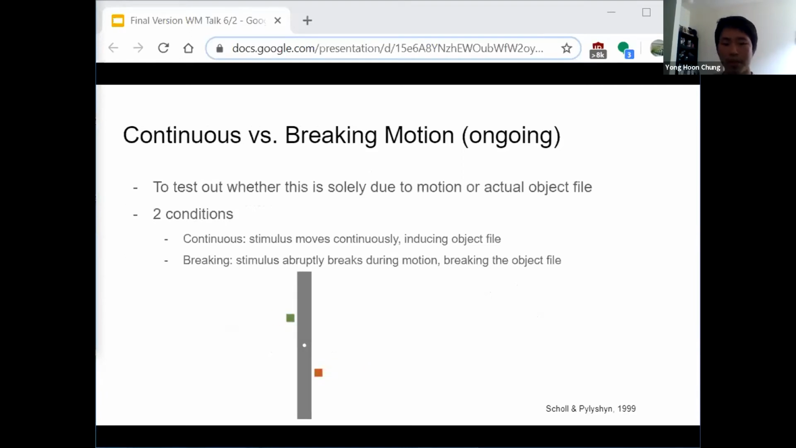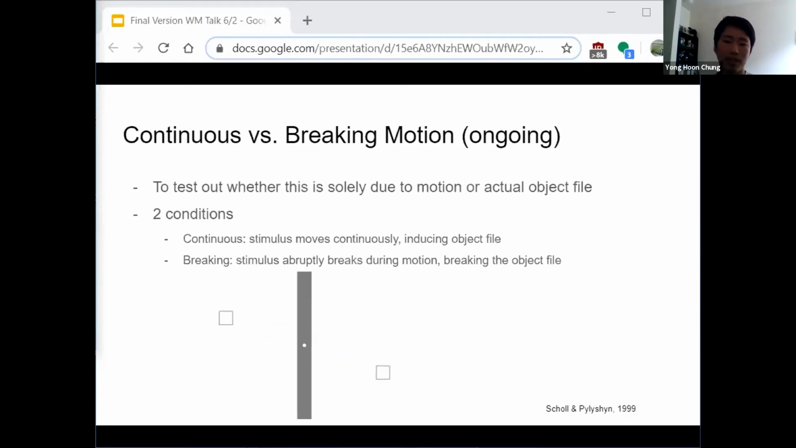Now, because the moving and stationary conditions are very different, it is possible that some sort of lower level differences between moving and stationary stimuli also contribute to the results. To test this, we plan to compare 2 motion conditions, one designed to induce continuous object perception and one designed to break the object file. There are previous demonstrations that have shown how to utilize different motion manipulations to break continuous object perception. And one of them is this implosion manipulation.